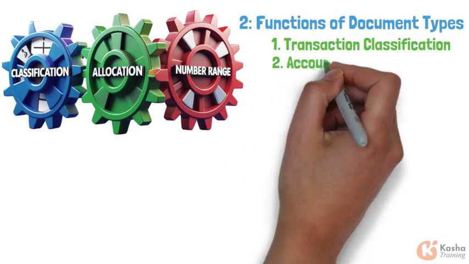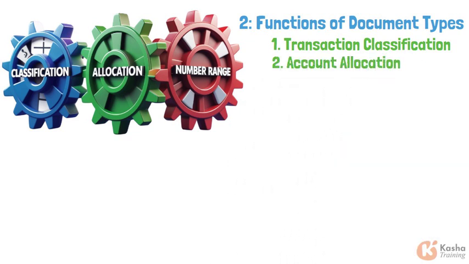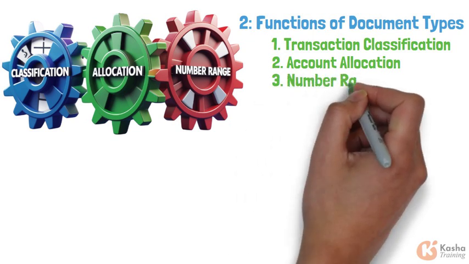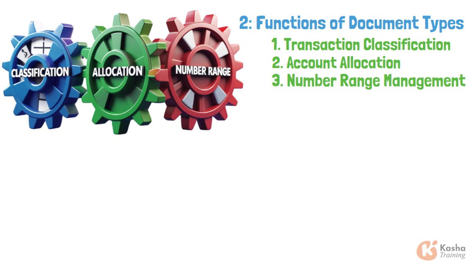2. Account allocation. Document types dictate which account categories, such as vendor, customer, or GL accounts, can be used for postings. 3. Number range management. Each document type has an associated number range, ensuring that documents are stored sequentially.